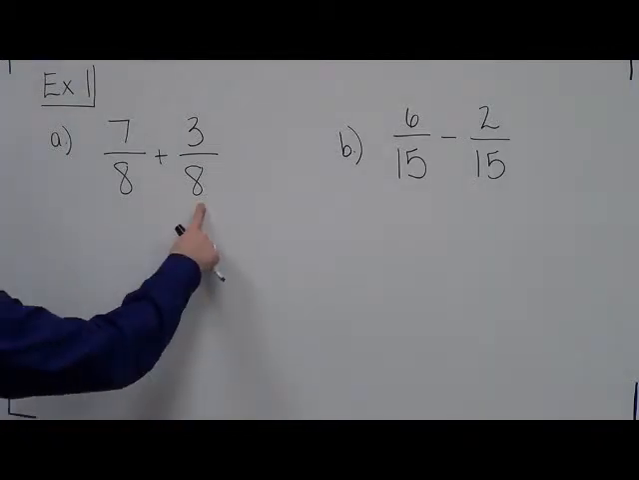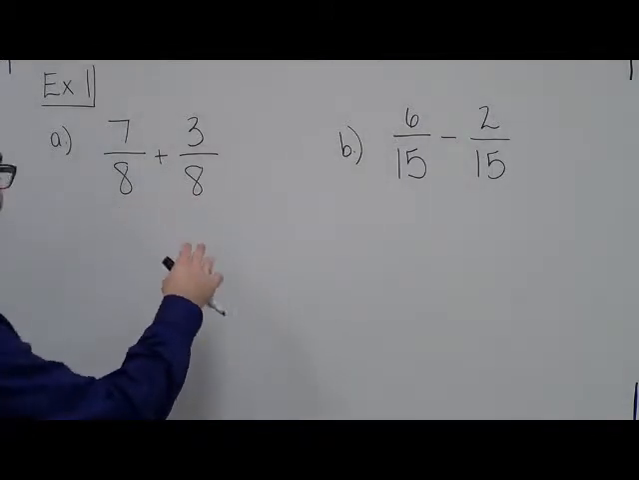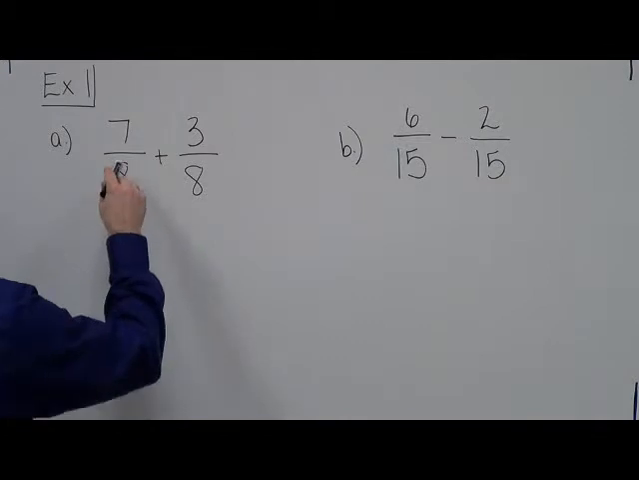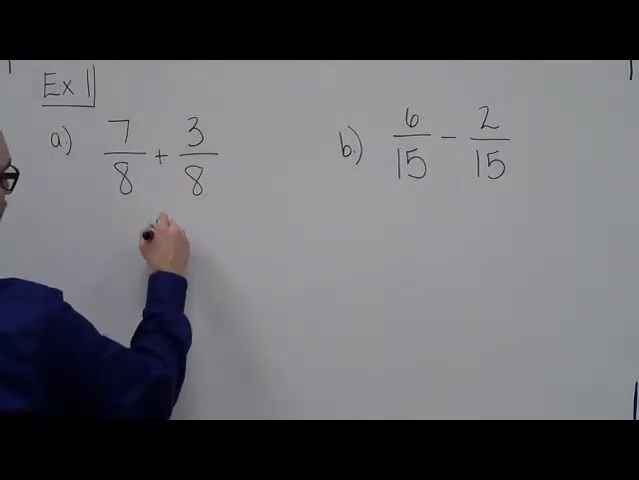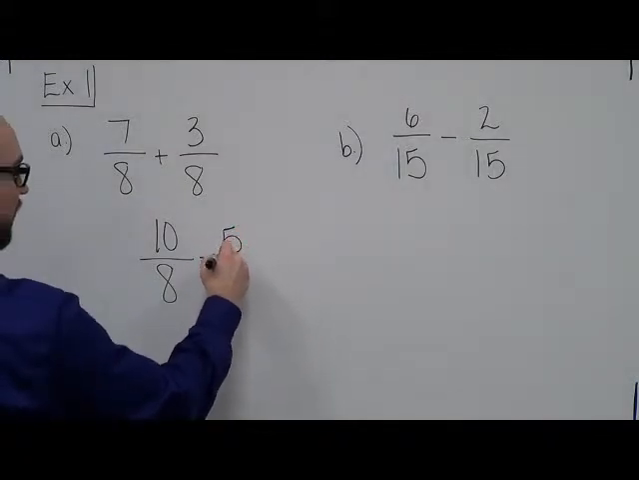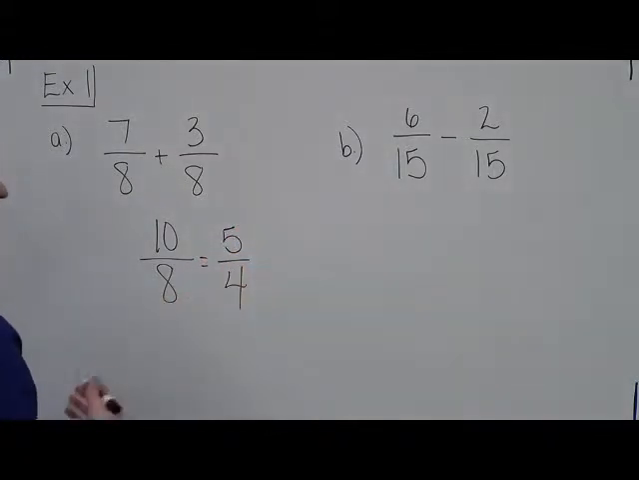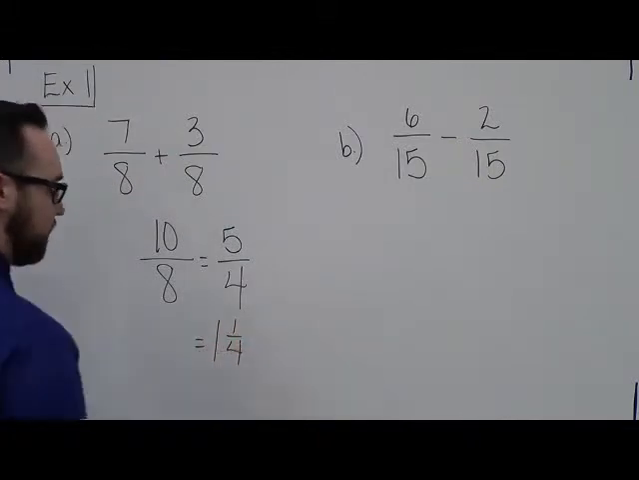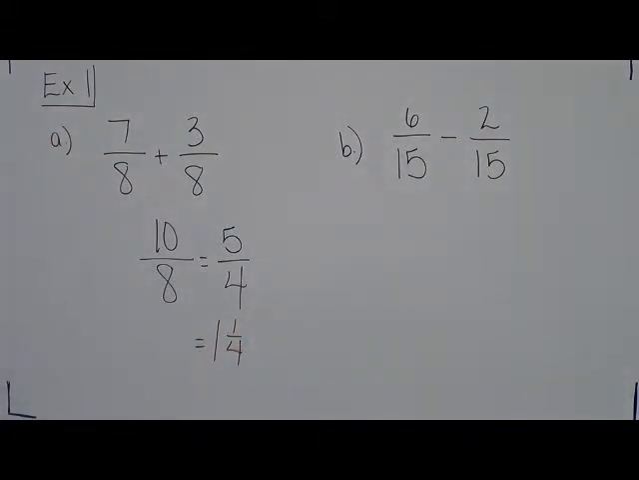The denominator stays the same. We do not say 8 plus 8 and get 16. It's different than multiplication. So 7 plus 3 gives us 10, and the denominator will stay as 8. I can reduce that and get 5/4, and then I could leave it that way, or I could write that as 1 1/4. Either way would be acceptable.